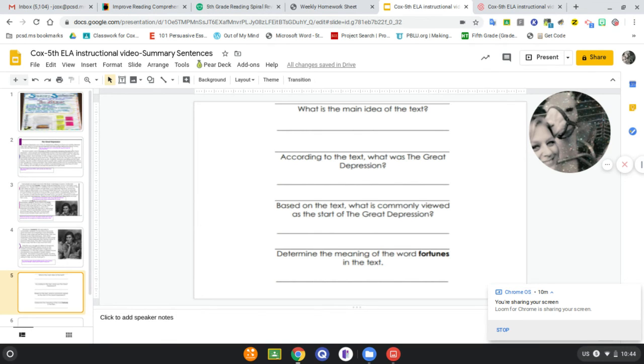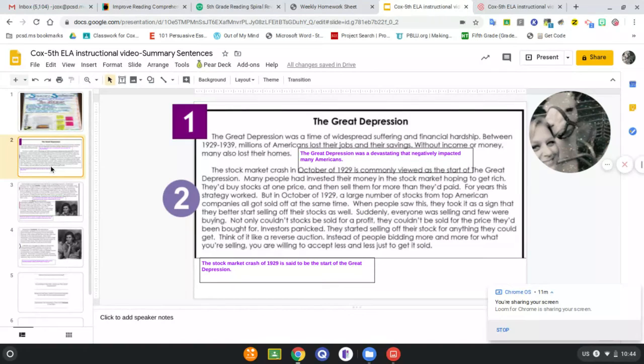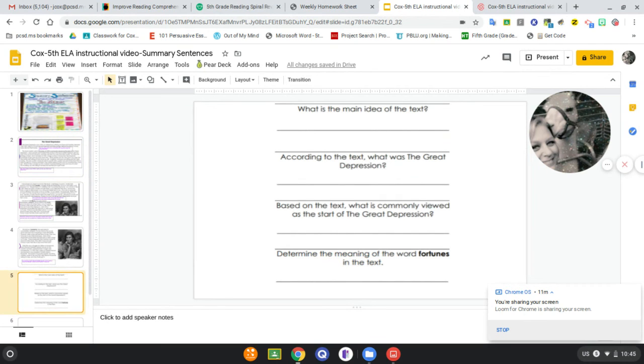So question 3 says, based on the text, what is commonly viewed as the start of the Great Depression? I remember us writing a summary sentence about something that started the Great Depression. You see here in section 2, our summary sentence is, the stock market crash of 1929 is said to be the start of the Great Depression. So we've already answered that question. That work is already done for us.